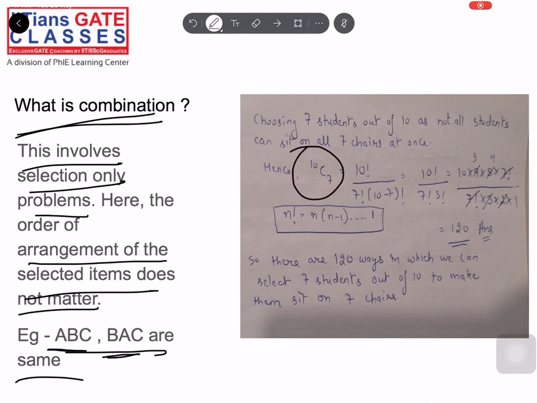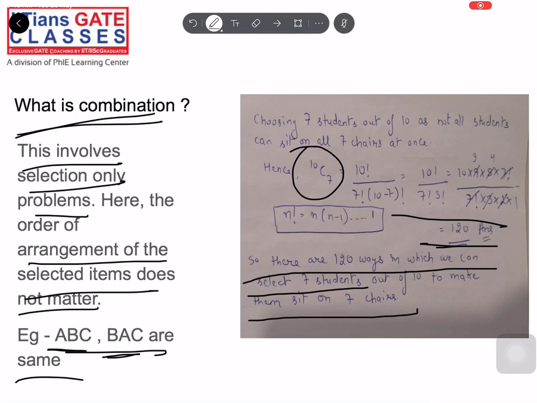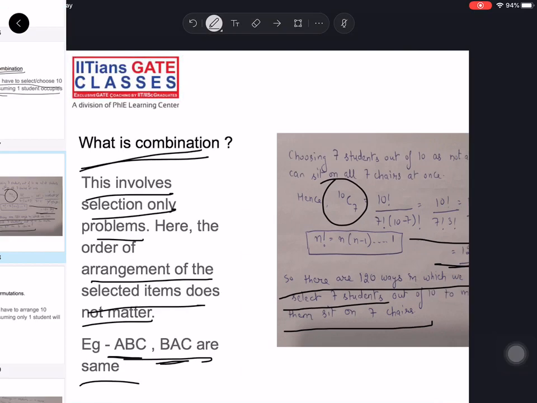10C7 works out to 120 ways. What this 120 says is, there are 120 ways in which we can select a group of 7 students out of 10 to make them sit on 7 chairs. This is what my number 120 represents. There are 120 such ways in which you can form a group of 7 people selected out of 10 people to make them sit on 7 chairs. So this was a typical example of the selection only category, right?